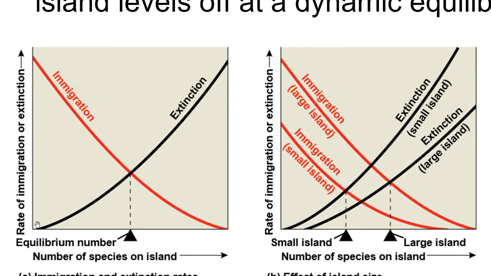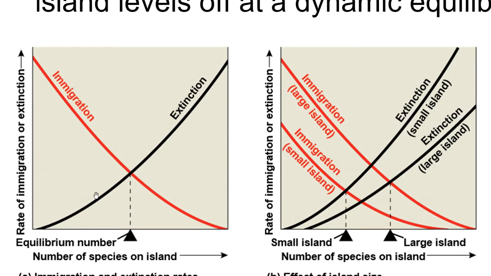So if we're looking at very few species on the island, pretty much anyone who makes it over is going to be able to establish themselves. So we're going to expect a really high immigration rate. On the other hand, if you have a lot of species already living there, then anyone who gets to the island has a very low chance of actually being able to establish themselves on the island. So you get this downward curve.